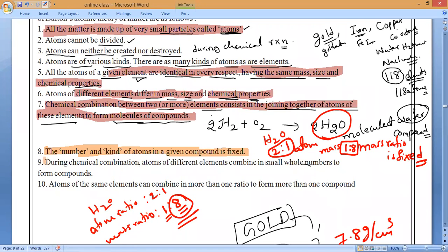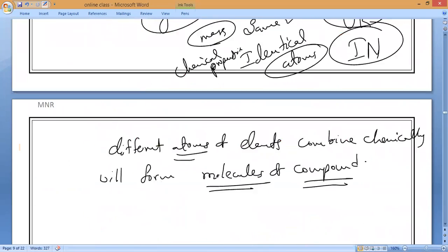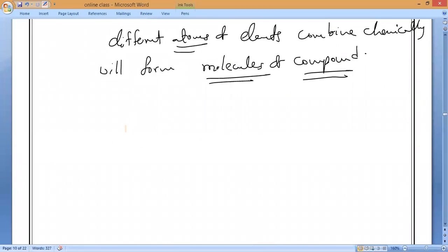Next, during chemical combination, atoms of different elements combine in small whole numbers to form compounds. That is the major thing. So all of you remember, any compound will form only by the smallest possible number, the smallest ratio. Only then can you make it.